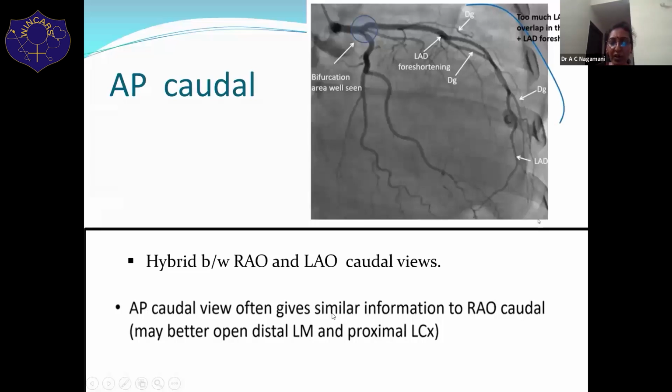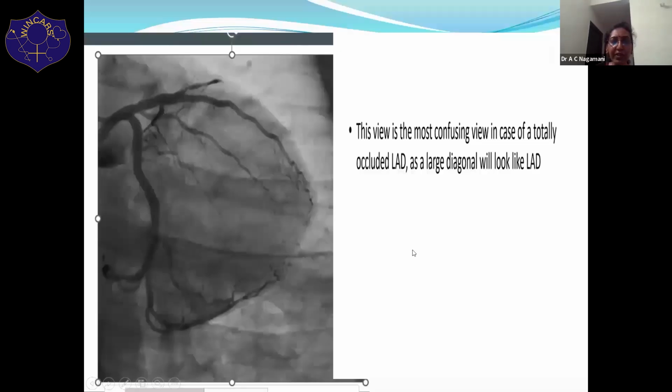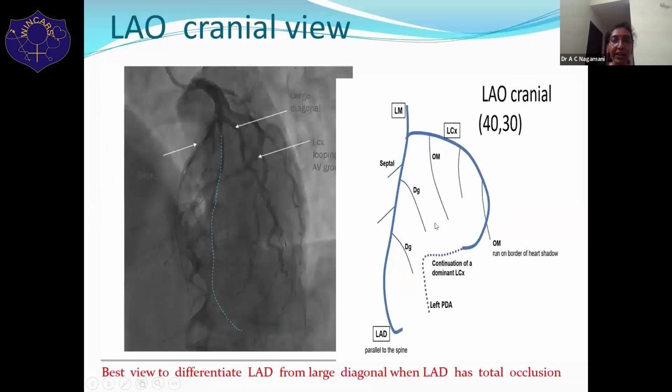The AP caudal almost provides the same information, but this is the most confusing view in case of total occlusion of LAD, because if we have a large diagonal, it can look like LAD. To get more information, we do RAO cranial, where it can be clearly seen. This is the best view to differentiate LAD from a large diagonal when LAD has total occlusion.